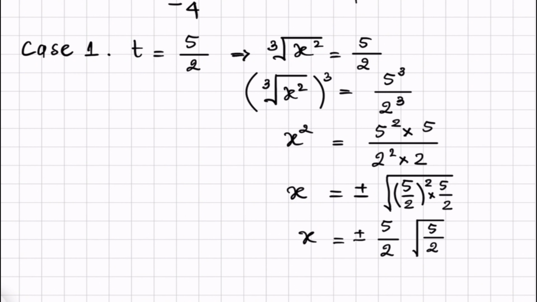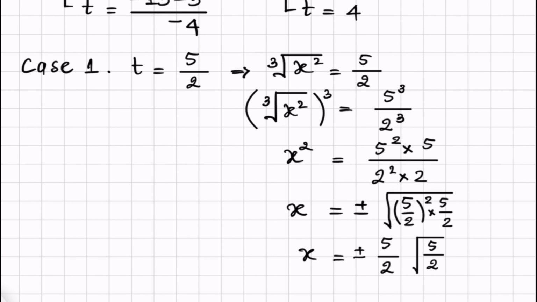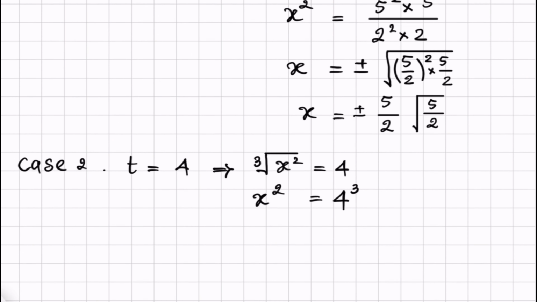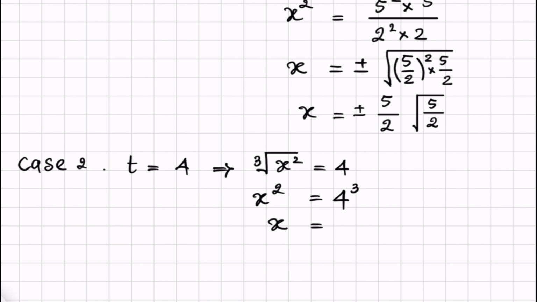Okay, and case 2, when t is equal to 4. T equal to 4, then the cube root of x squared equal to 4. Let's cube both sides of the equation. We will get x squared equal to 4 cubed. And then x equal to plus or minus the square root of 4 cubed. Then x equal to plus or minus 8.